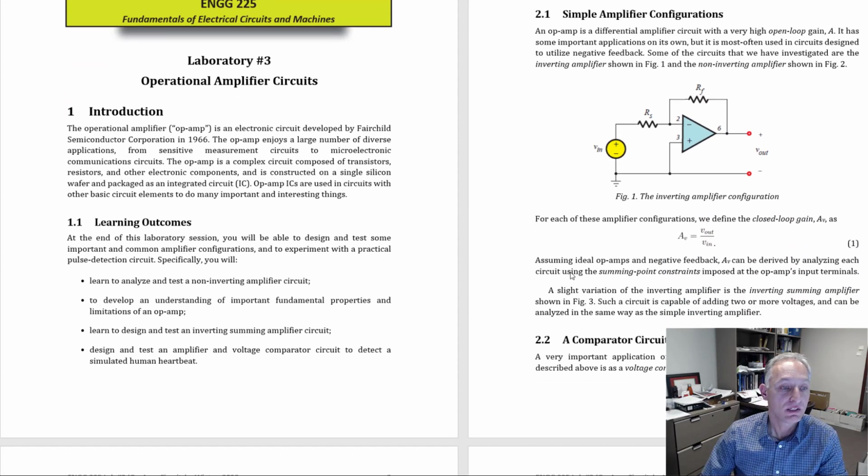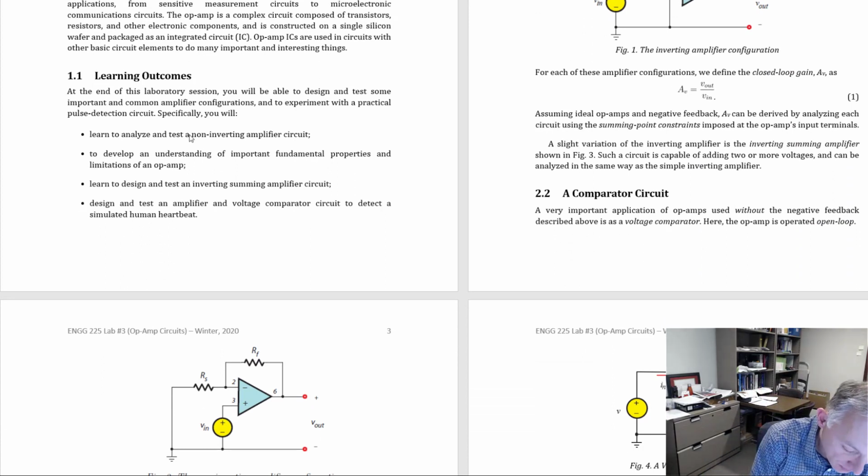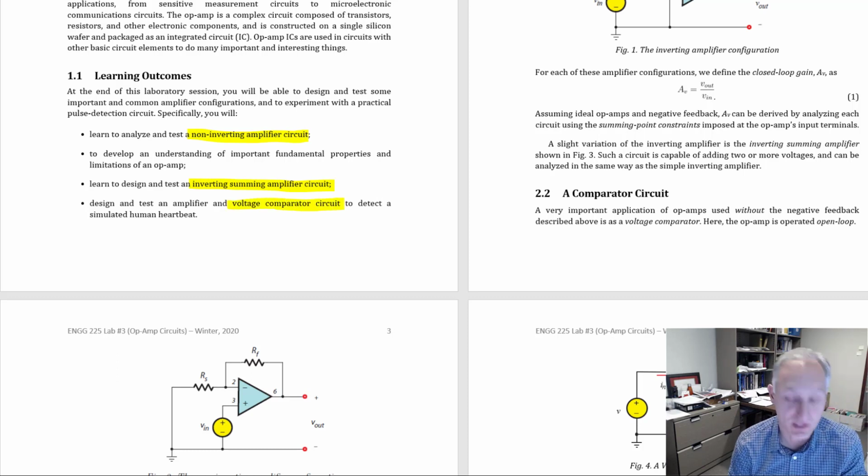In this lab, what you're going to be doing is building a non-inverting amplifier circuit, so that's this one here, an inverting summing amplifier circuit, and also a voltage comparator circuit, using op-amps. And in the end, what we're going to do is detect a simulated human heartbeat from our waveform generator.